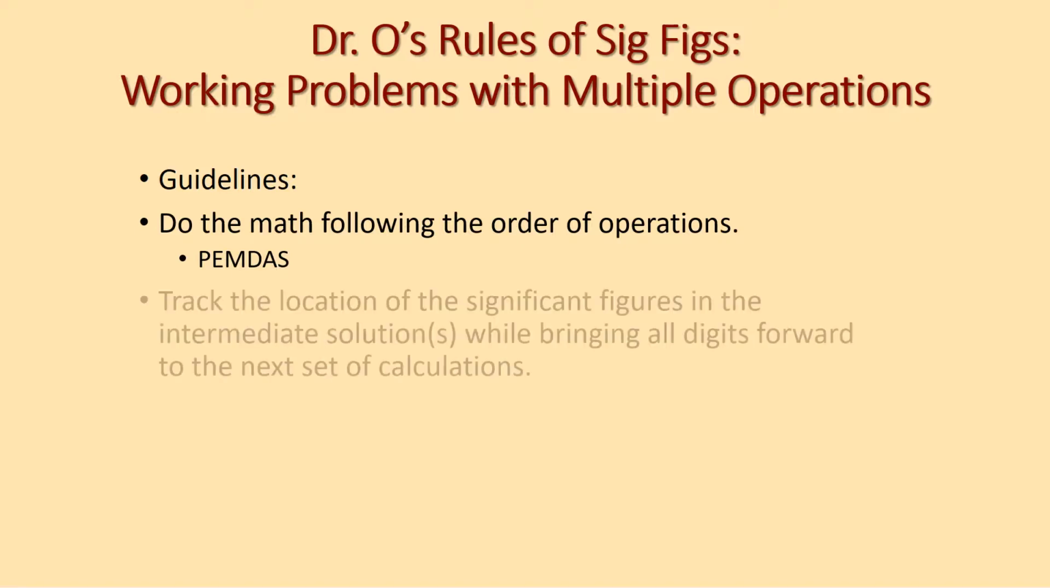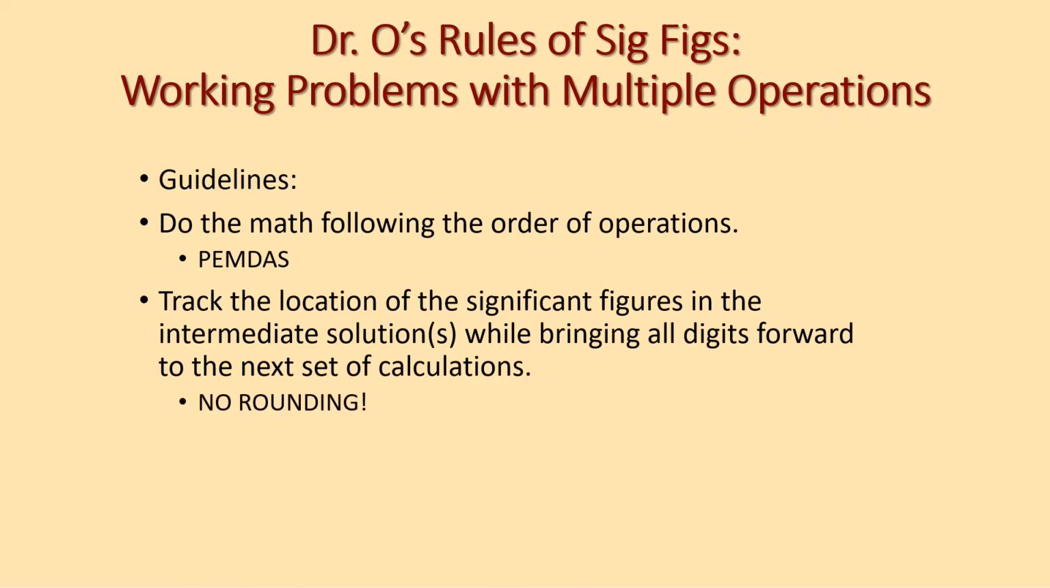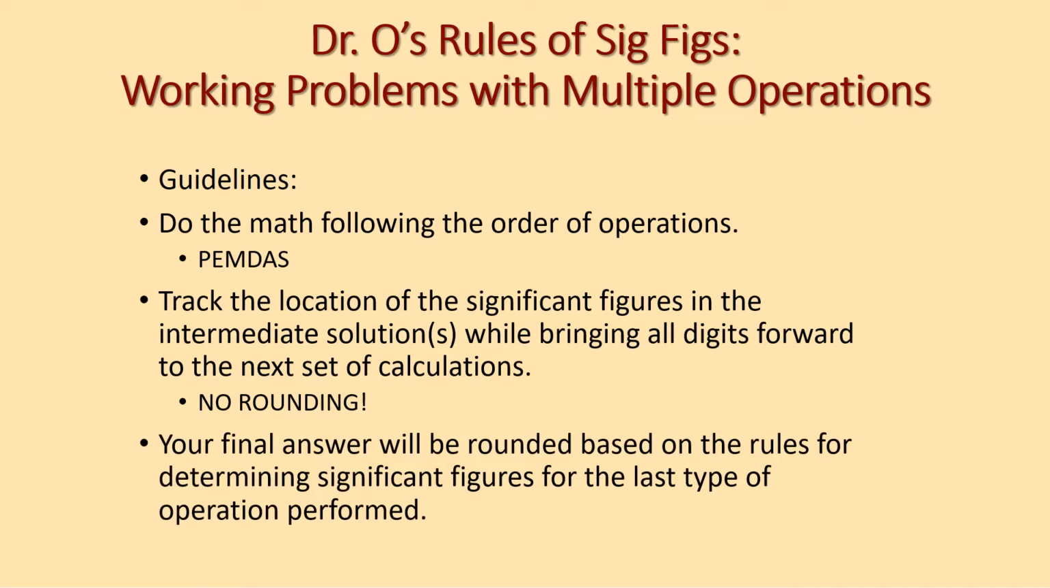The second guideline is to keep in mind that you're going to be tracking the significant figures in any intermediate solutions while bringing all the digits forward to the next set of calculations. And it's important that you don't round. And the last guideline is that your final answer will be rounded based on the rules for determining significant figures for the last type of operation performed. And this means that you must know the rules for determining significant figures when multiplying and dividing, or when adding and subtracting.